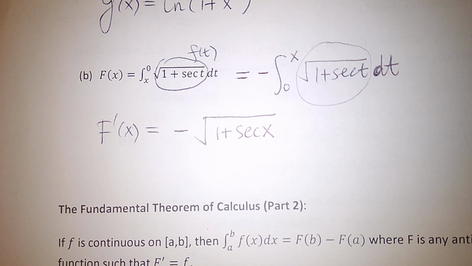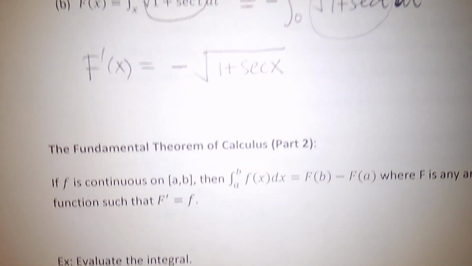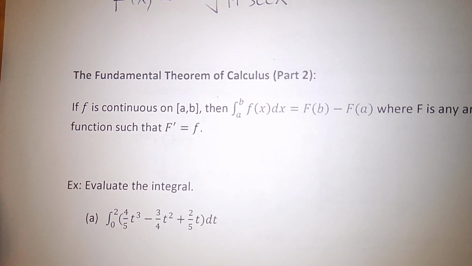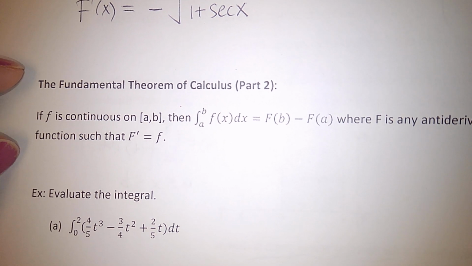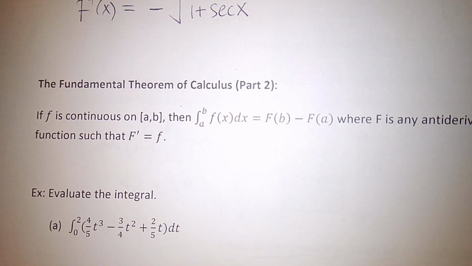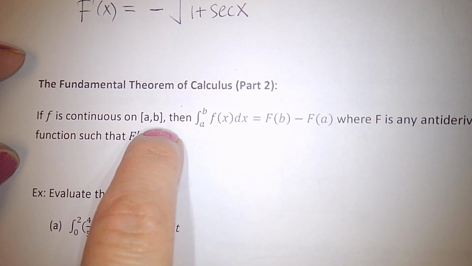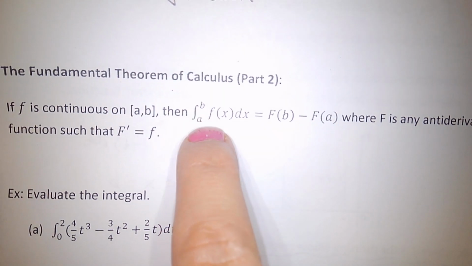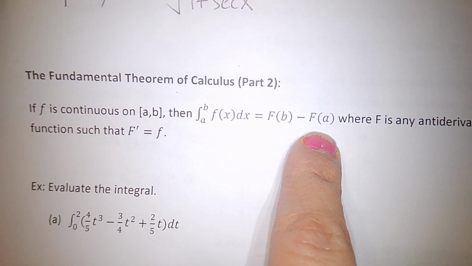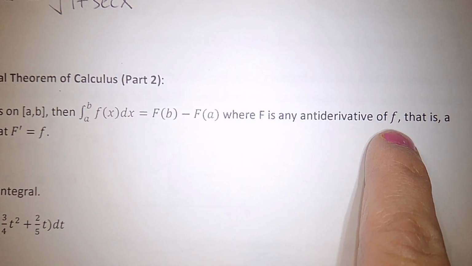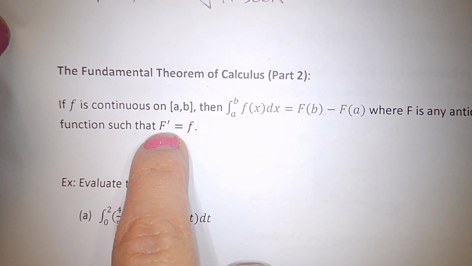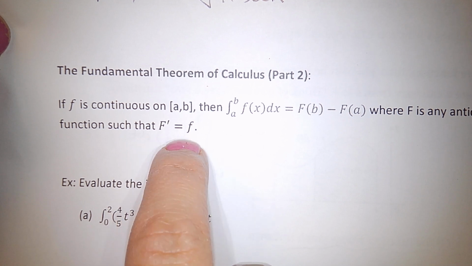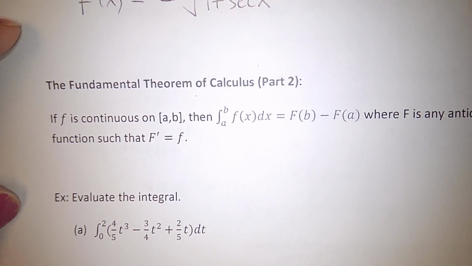Okay, you're good. All right, now let's look at the second part of the fundamental theorem, okay? I'm going to ask another volunteer to read this part for us. Who wants to read? Simon? Oh, no. Tyler? If f is continuous on [a, b], then the integral of f of x dx equals F of b minus F of a, where F is any antiderivative of f, that is, a function such that F prime equals f. Okay, very good.